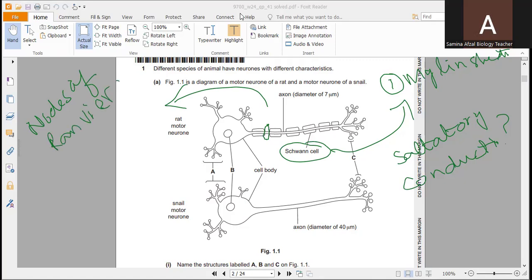So nodes of Ranvier are there. Due to the absence of myelin sheath at the points called nodes of Ranvier, these nodes are very small gaps. So ion channels are concentrated over here.